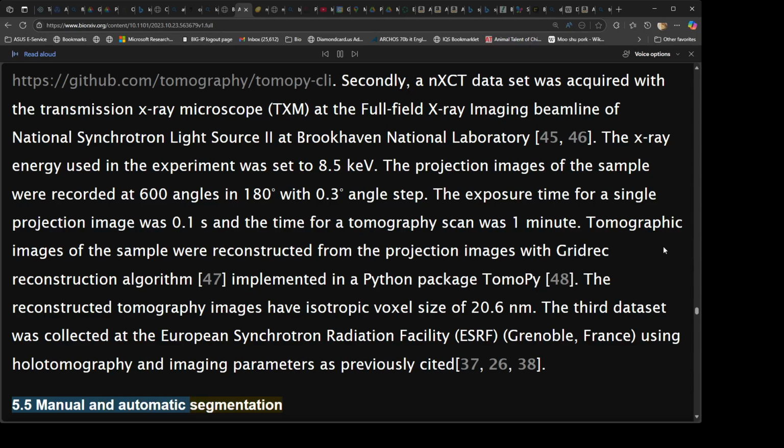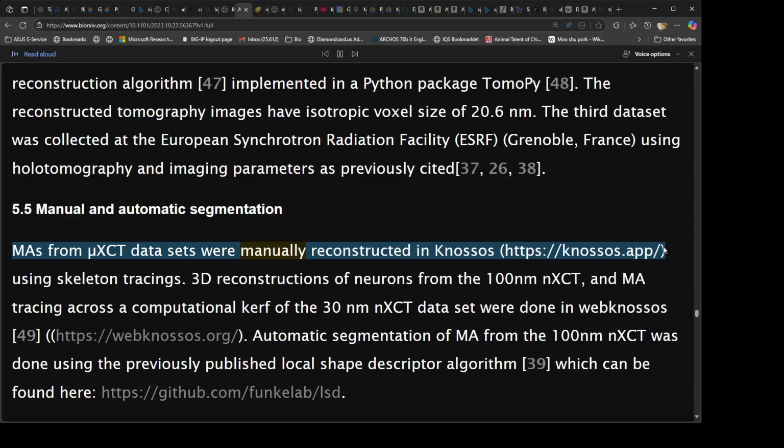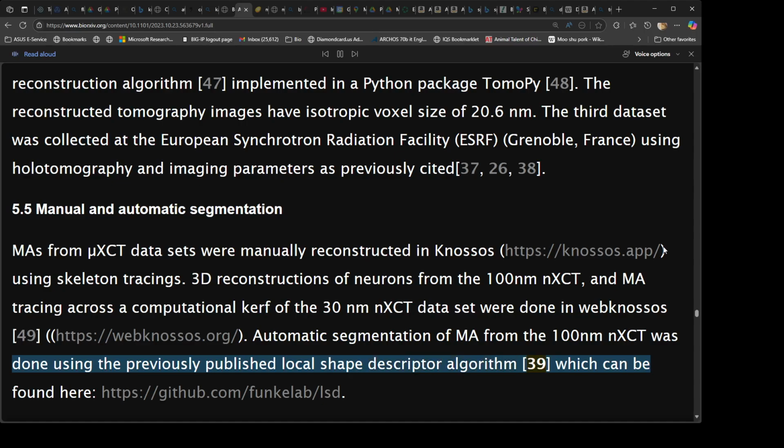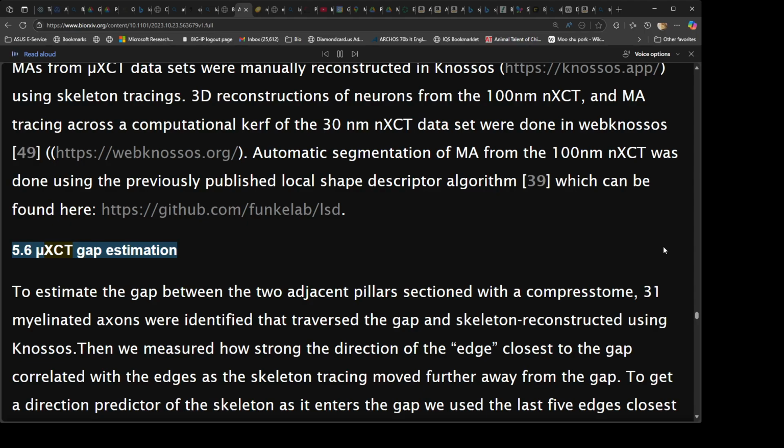5.5 Manual and automatic segmentation. MAs from XCT datasets were manually reconstructed in Gnosis, https://gnosis.app, using skeleton tracings. 3D reconstructions of neurons from the 100 nanometer NXCT and MA tracing across a computational curve of the 30 nanometer NXCT data set were done in WebGnosis, 49, https://webgnosis.org. Automatic segmentation of MA from the 100 nanometer NXCT was done using the previously published local shape descriptor algorithm, 39, which can be found here: https://github.com/funklab/LSD.